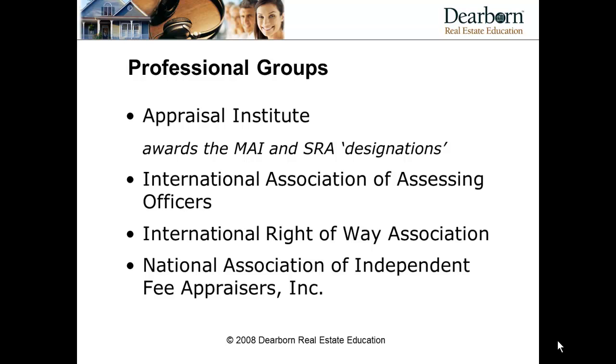At the bottom, the NAIFA, National Association of Independent Fee Appraisers, is also a large national group that has designations as well that are recognized. The two above that specialize in condemnation and eminent domain work, as well as with the IRWA, as well as the tax assessment work from the IAAO, the International Association of Assessing Officers.